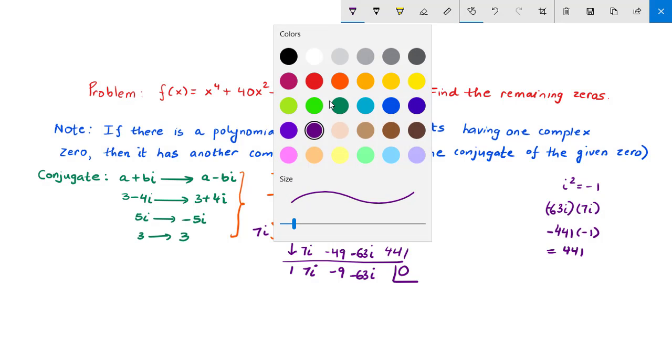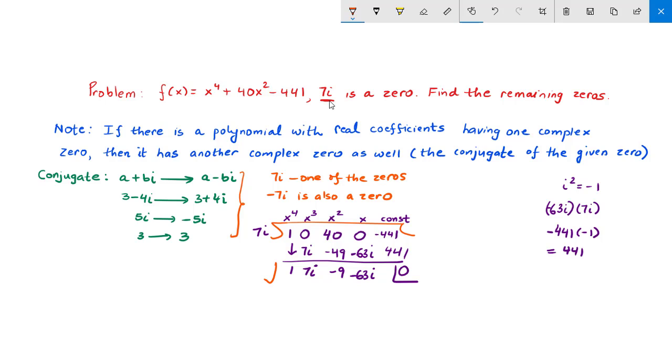Now for the second part, I'm going to continue and divide by negative 7i. Once you are doing the second synthetic division, you have to perform it on the quotient. On the quotient, you don't have to do it again on the original polynomial. When you reduce the degree, the quotient is now cubic. You will be performing synthetic division here.